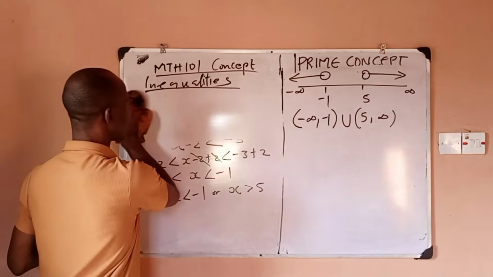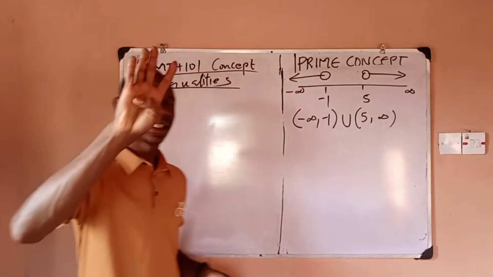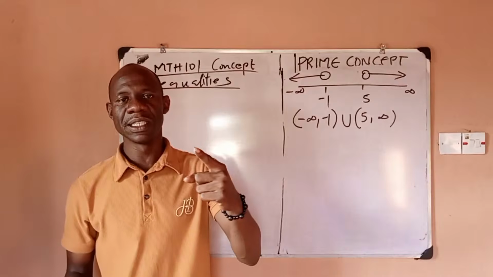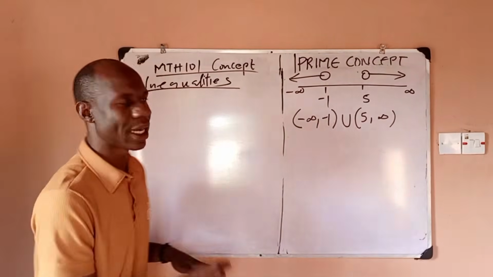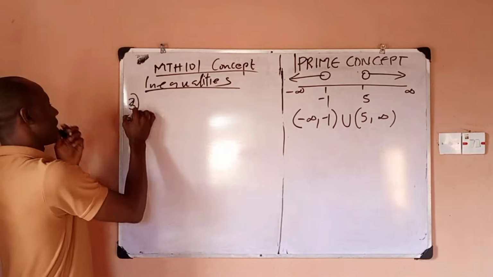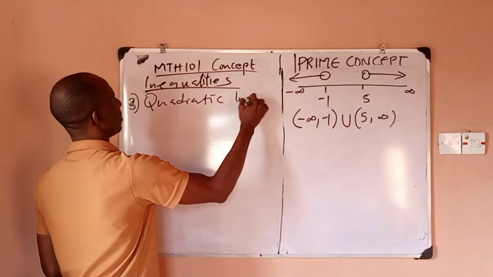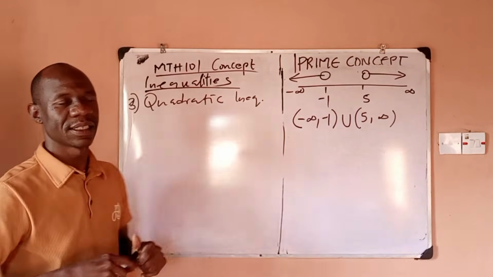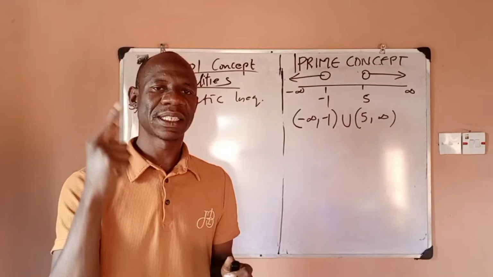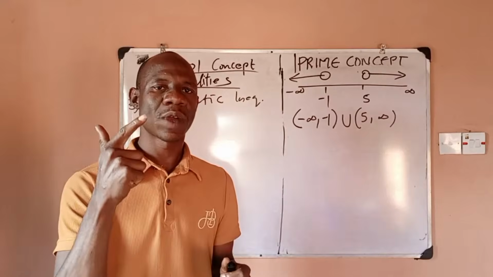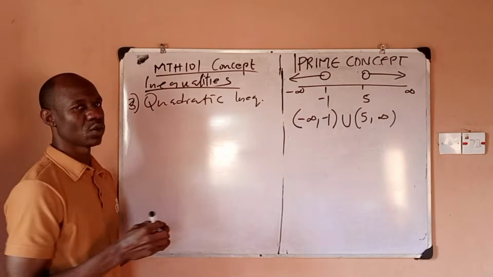So I'm done with absolute value inequalities. The next, remember I said we have 4 types. I've showed you linear, showed you absolute value. Now I want to show you the third one, which is quadratic. Number 3 is quadratic inequality. So quadratic inequality, how do you identify? Whenever the power of x is squared and it is an inequality, you're dealing with quadratic inequality. I'll show you the way to solve it.